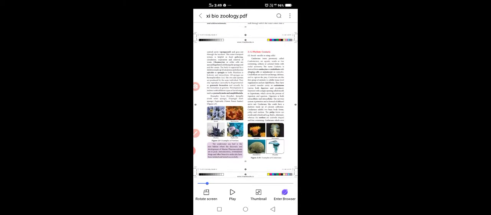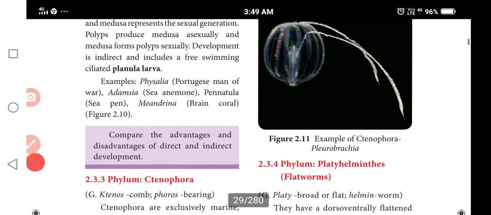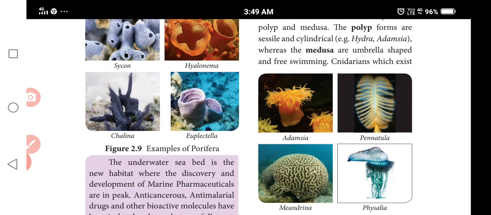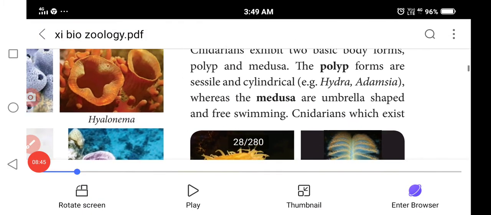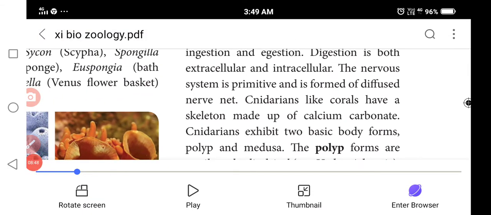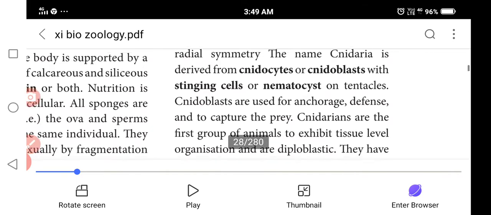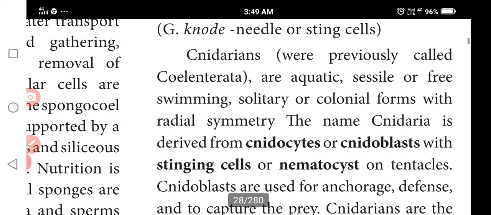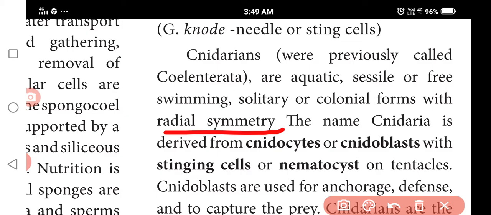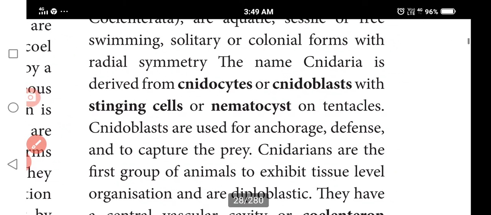So that is the phylum Cnidaria. What are its features? It is aquatic, having stinging cells and colonial forms, with radial symmetry. What is the use of the nematocysts or tentacles? They are used for anchorage.